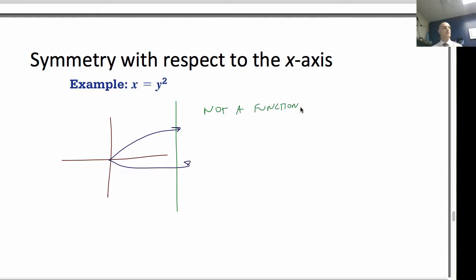However, it is symmetric with respect to the x-axis. Okay, so xy, okay, it also has x, negative y. So symmetry with respect to the x-axis means I've got xy, but I also have the negative y value for that same x. So they graph to one another.